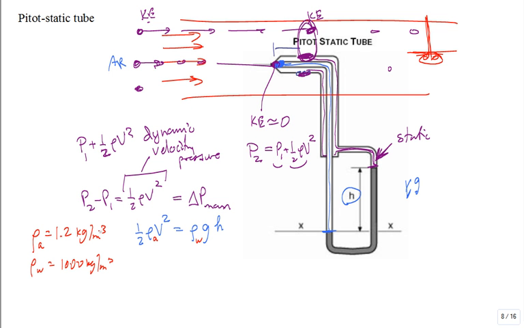Big difference. Okay, so the equation would be the velocity of the air is equal to the square root of 2 times the density of water divided by the density of air, times g h. The units will cancel, so I'll group those together. Look good? That's how you would make a measurement. That's how they do make measurements using the pitot static tube.